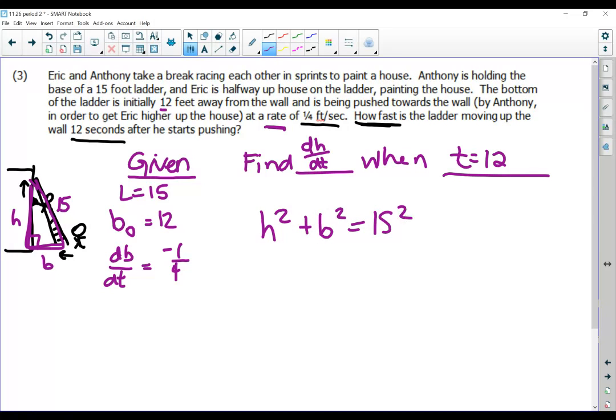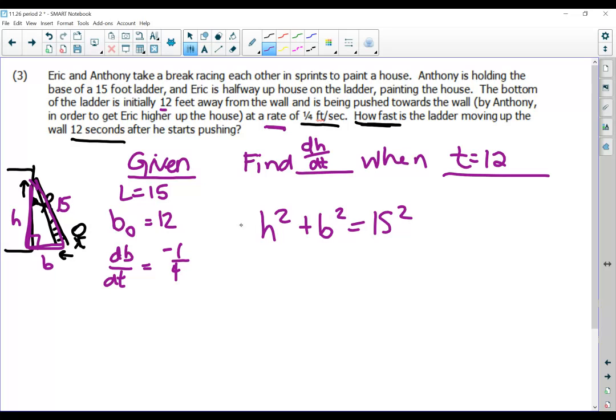15 squared. Now notice in my equation, I have b a variable, h a variable, and 15 a constant. 15 represents the ladder. I only put 15 in there to start with because 15 isn't changing. If the ladder was changing size, I would have to use a variable for the ladder. But because the ladder is constant, I can go ahead and put that constant in.